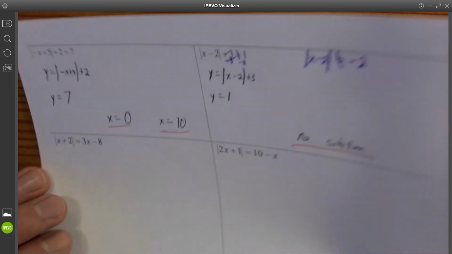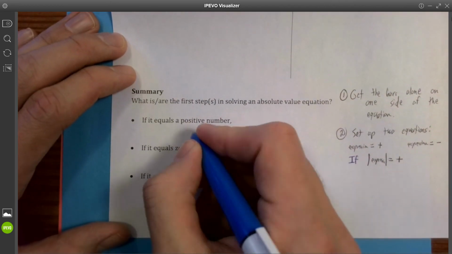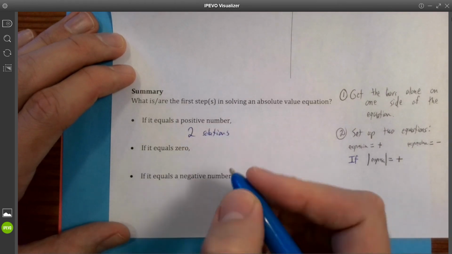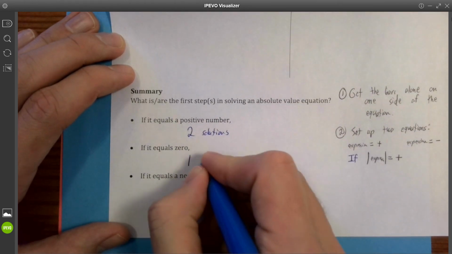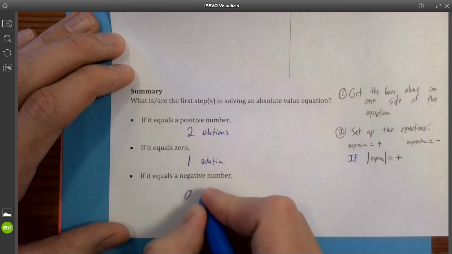So let's slide down to the bottom of the paper. And if it equals a positive number, then we have two solutions. We did one like this. If it equals 0, well, you can't do positive and negative, so you have one solution. And if it equals a negative number, you have 0 solutions.